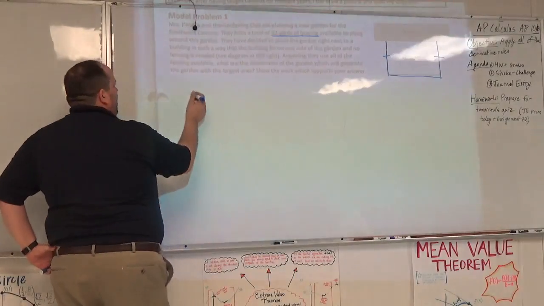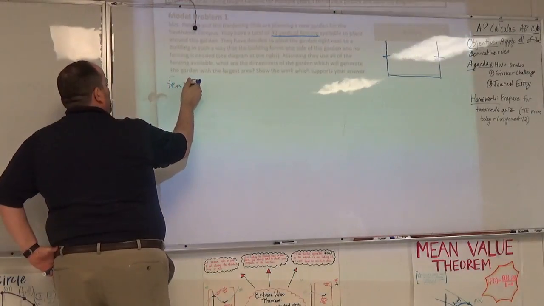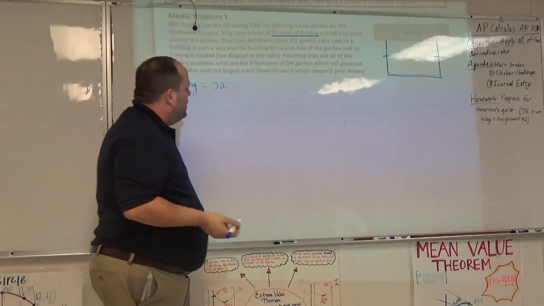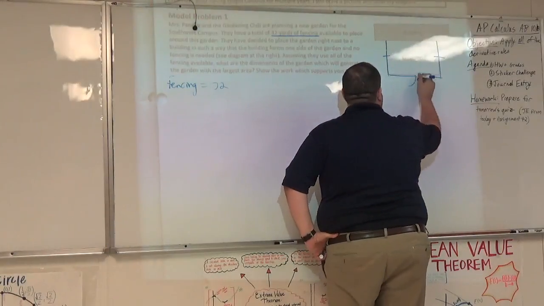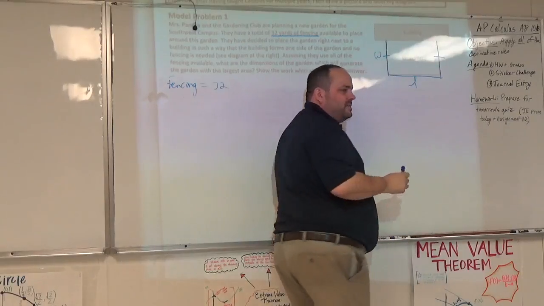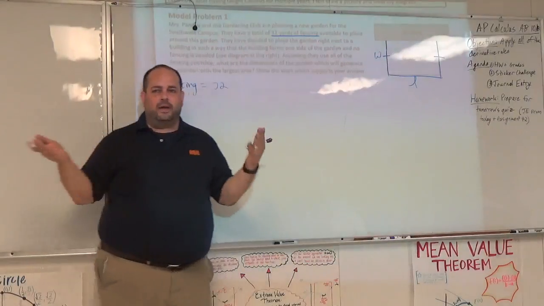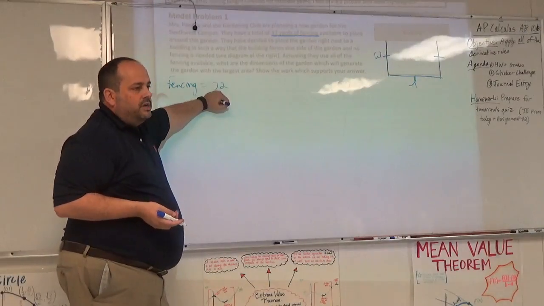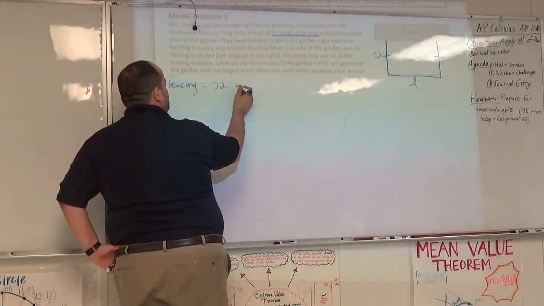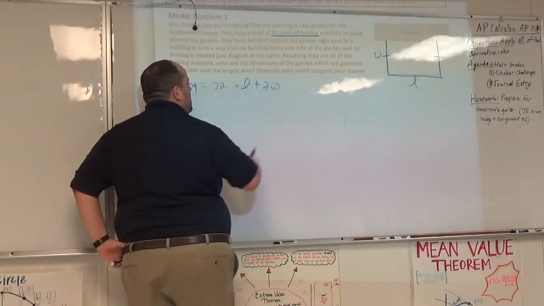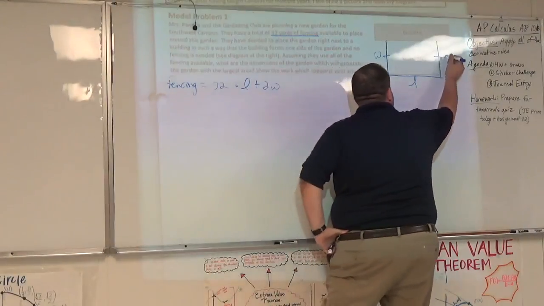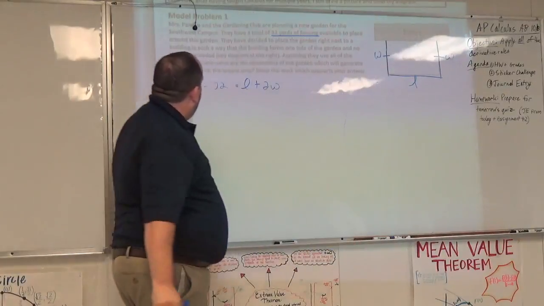So if I look at my fencing equation, I know that for fencing I have 32 yards and I need an equation. Well, depending on the variables you want to use, I might call this length and I might call this width. You might call it X, you might call it Y, it doesn't really matter to me what you choose to do. But be careful with the 32. The 32 has to be equal to your length plus 2 widths. Everybody okay? Alright, let's see what we can do with this.